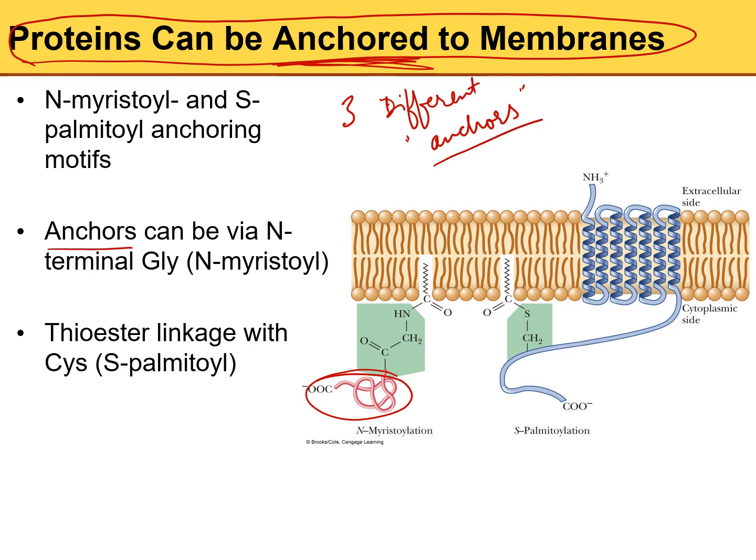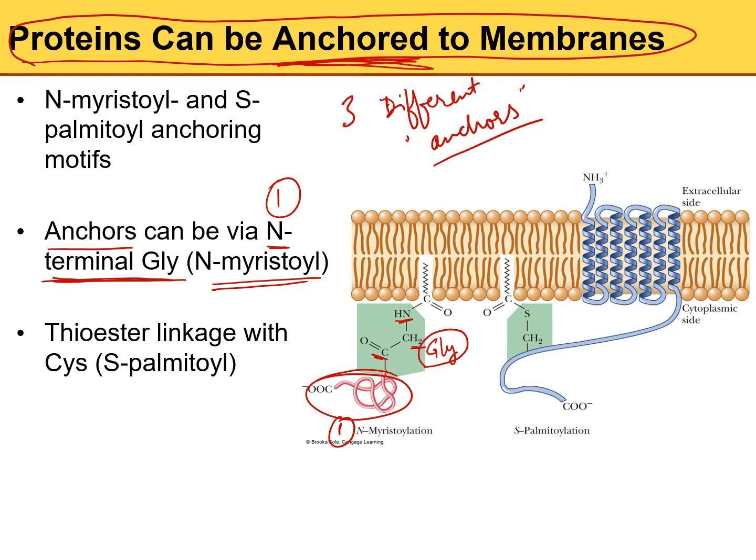They can be anchored, number one, by what's called N-myristoylation, and here the N-terminal glycine, so the first amino acid has to be a glycine. This is the amino group, this is the peptide bond, and this is the R group. You have two hydrogens, one up, one down. So this is glycine.